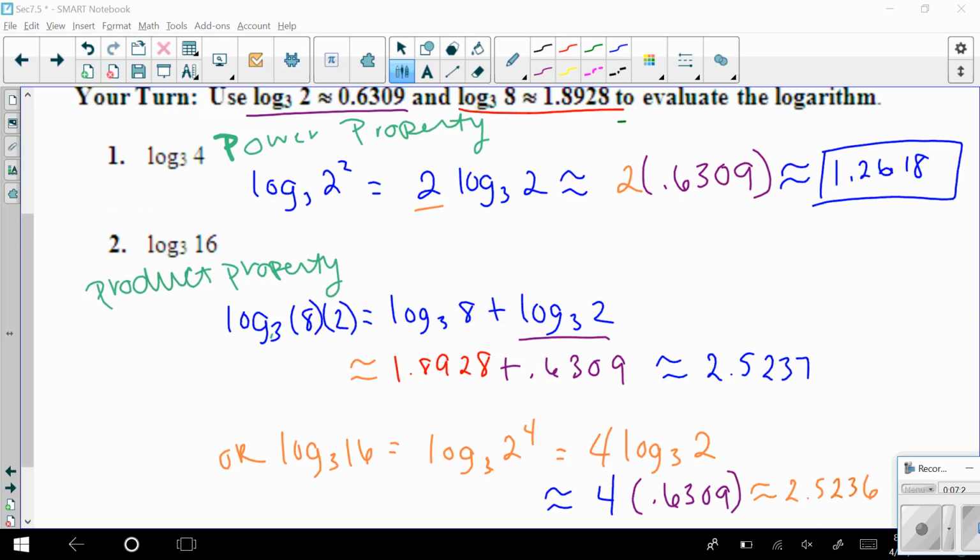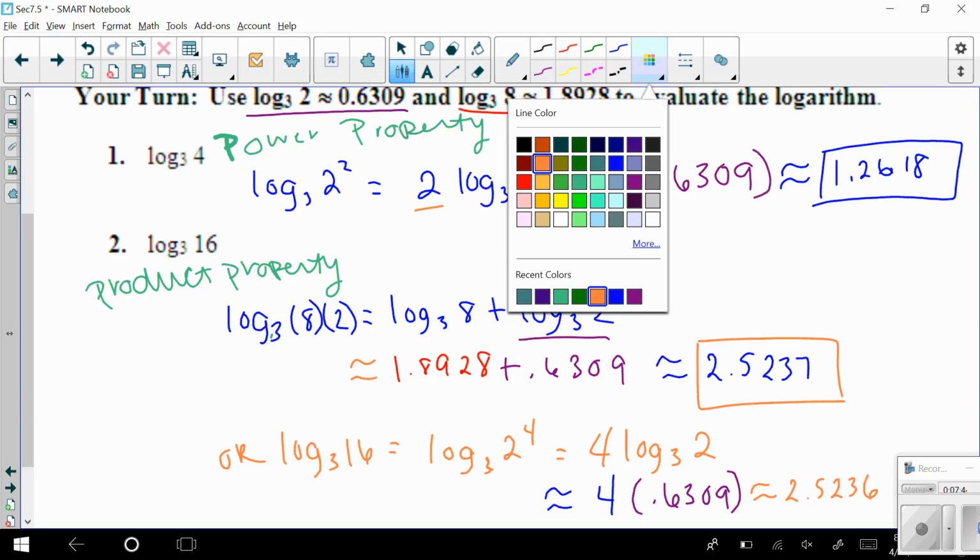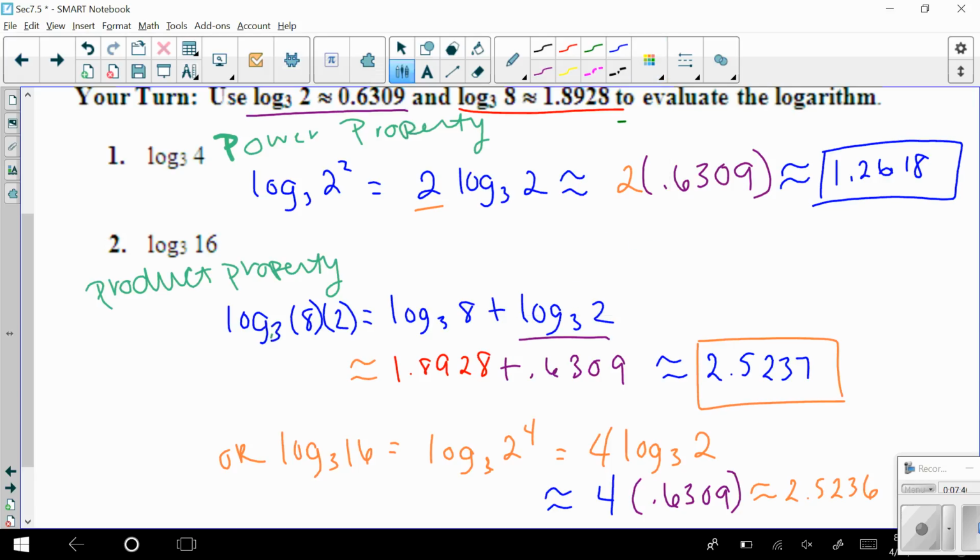Right, here are your solutions. Now in the first one, you can use the product property or the power property, and you get log base 3 of 2 to the second power is 2 times log base 3 of 2, which is approximately 1.2618. Now in the second one, you can use the product property or you can use the power property.